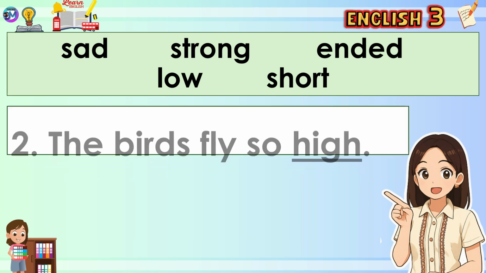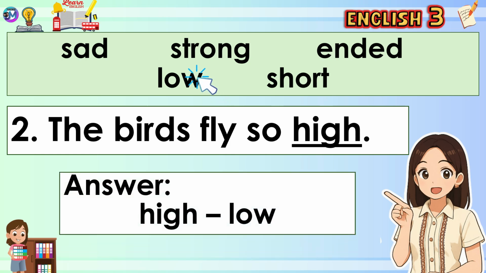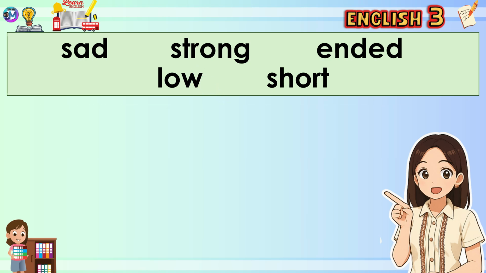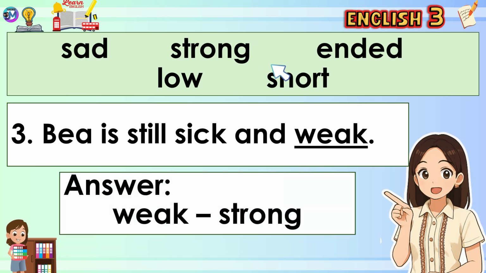Sentence number 2. The birds fly so high. The underlined word is high. Which from the words is the opposite of high? Correct. The opposite of high is low. Sentence number 3. Bea is still sick and weak. The underlined word is weak. Which from the words is the opposite of weak? Awesome! The opposite of weak is strong.